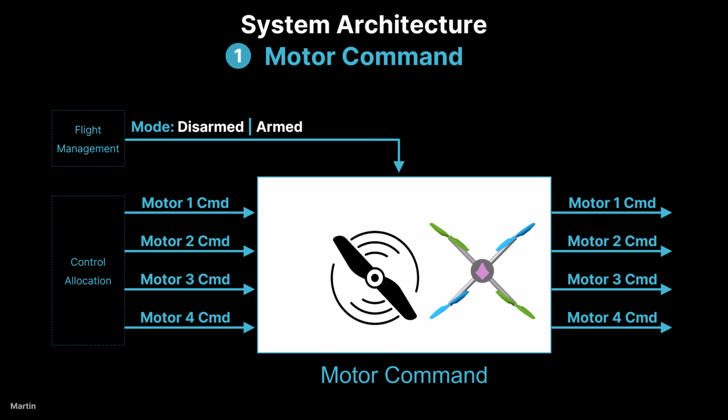Examples of the flight modes include disarmed mode. All motor commands are set to 0, ensuring no motor activity. Armed mode. Motors respond to control inputs, allowing the quadcopter to take off, hover, and maneuver. This subsystem ensures safe motor operation by preventing unintended motor activations, reducing the chance of accidents, and enforcing strict flight mode transitions.